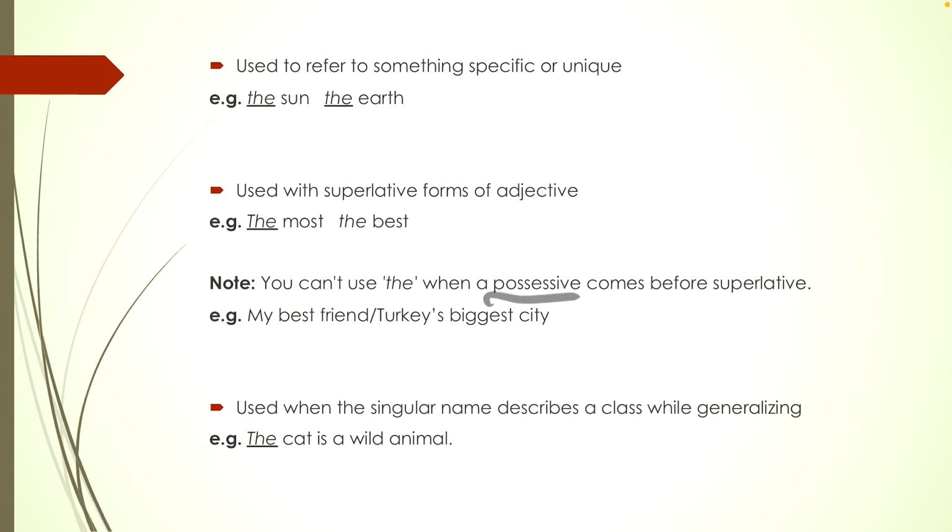But you can't use the definite article when a possessive comes before the superlative, like my best friend or Turkey's biggest city. Also, we use the definite article when a singular noun describes a class while generalizing a group. As you can see in the example, the cat is generalizing a class. The cat is a wild animal. So, we use the definite article with a singular noun.